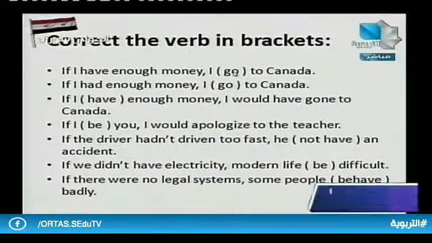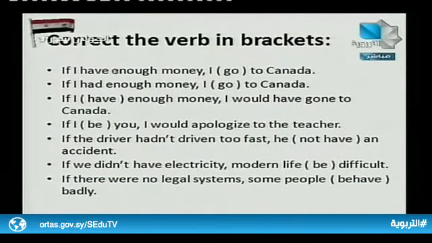We have another exercise, Mr. Mazin. Let's do it, please. If I have enough money, I go to Canada. This is type one. If I have enough money, I will go to Canada in the future.